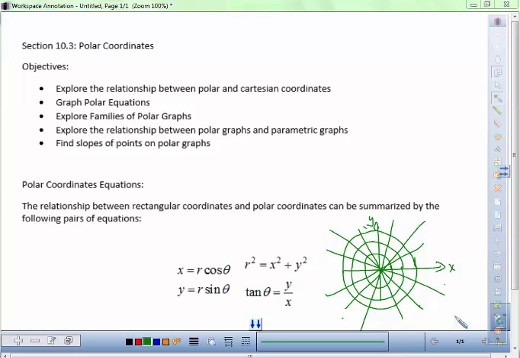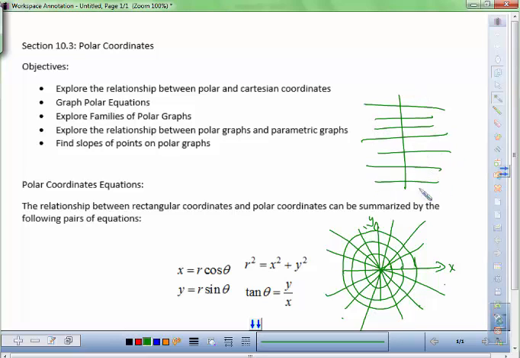So with polar coordinates, what we have here is a measure of angles around the origin and a measure of concentric circles. So instead of a graph paper that looks like this with squares, your graph paper is going to look like this with circles and lines going through the origin.